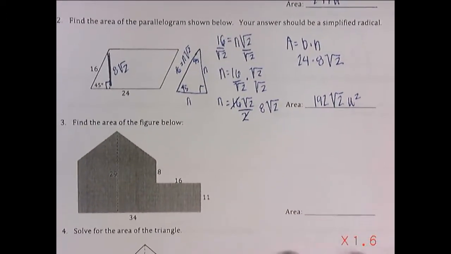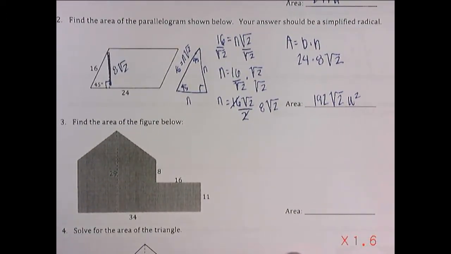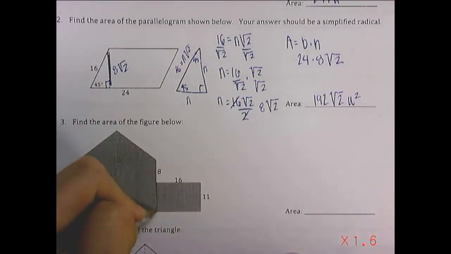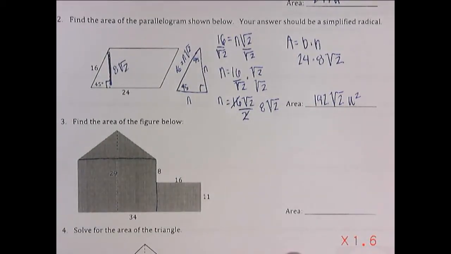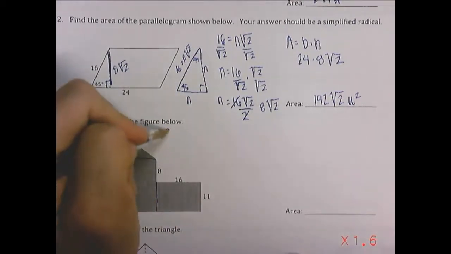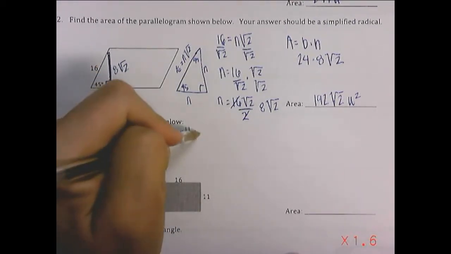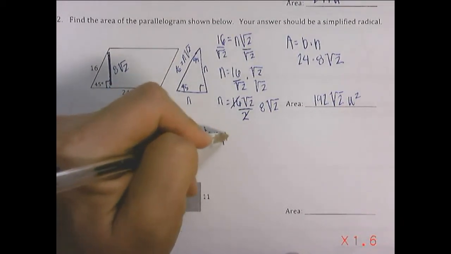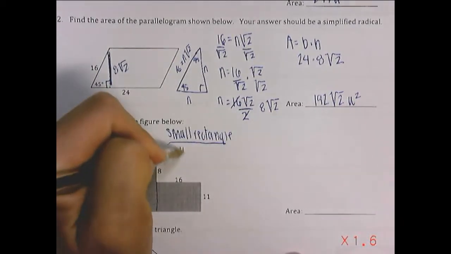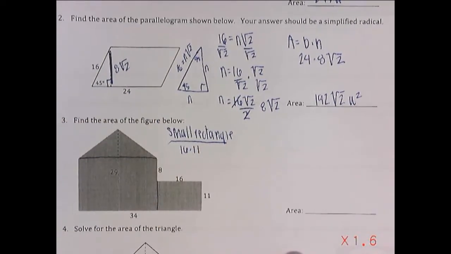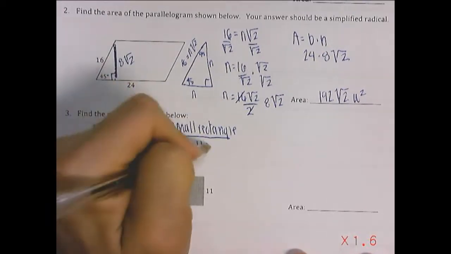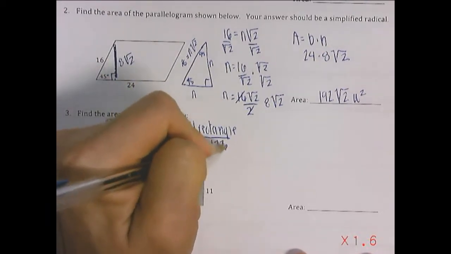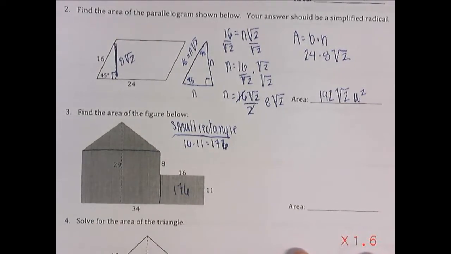Okay, so for this one, you can go ahead and divide it up any way you see possible. The way I saw it is I went ahead and focused on my small rectangle first. And I multiplied 16 by 11, and I got 176. So I knew that was 176.